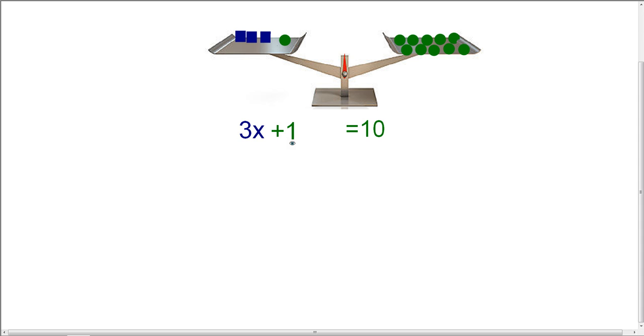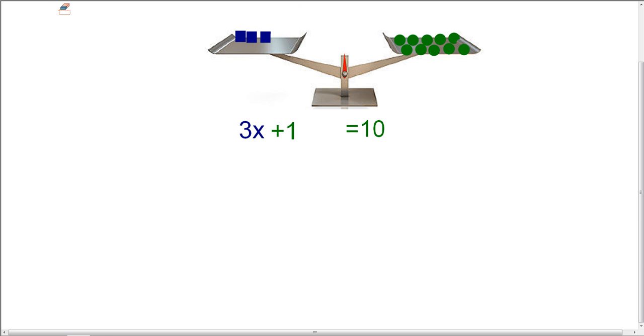Well, the first thing that you want to do is get rid of the constant. We want to get rid of our circles first. That's the easiest one to get rid of, and it's the one that we have to get rid of first because it's not associated with the variable. So since I have 1 green circle, and green means positive, and I have plus 1, what am I going to do to get rid of plus 1? Hopefully you remember that you're going to subtract 1. We're simply going to take it away.